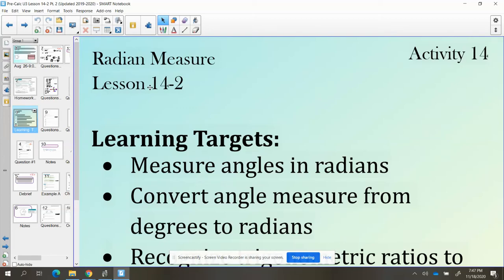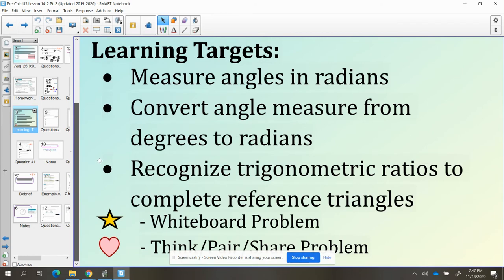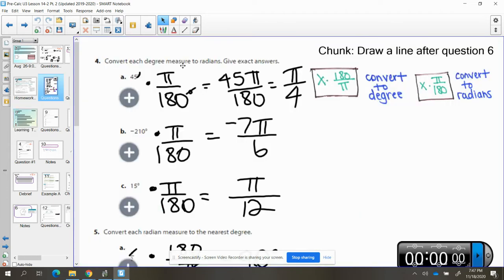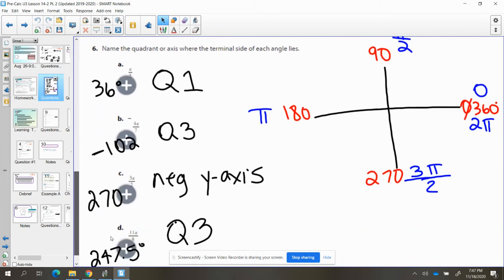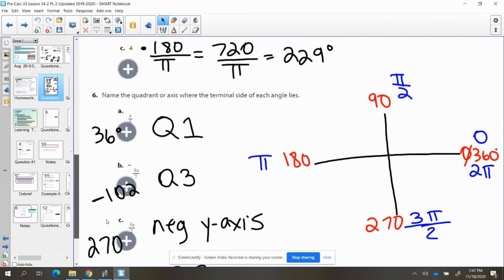Hi everyone, we are looking to finish today the rest of lesson 14.2 and look at the bottom piece here, which is recognizing trig ratios to complete reference triangles. So yesterday we spent a lot of time in part 1 converting between degrees and radians and finding the spots with the radians on our coordinate plane just like we have with our degrees.